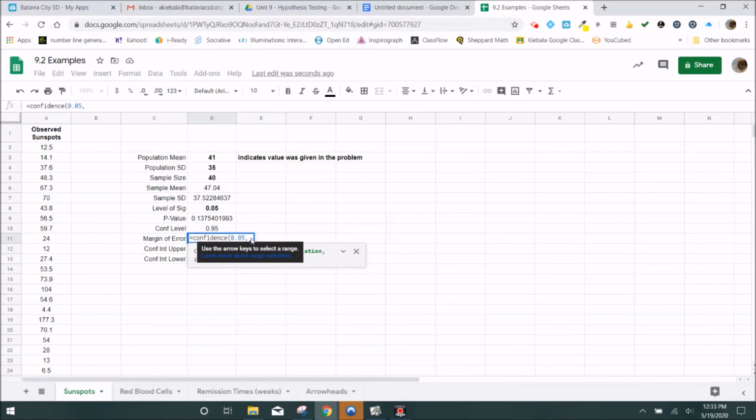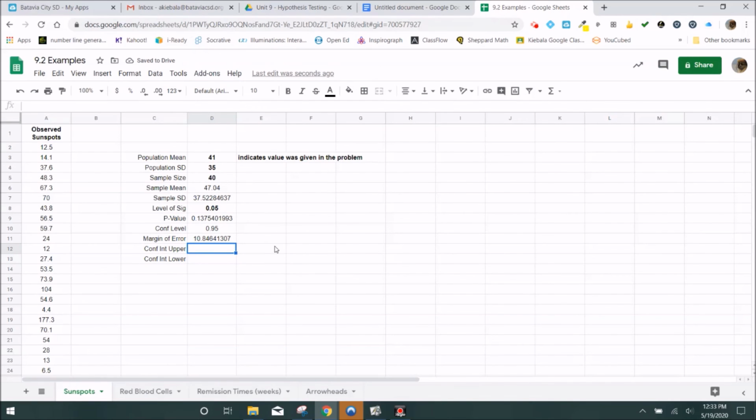The standard deviation I'm going to have as the population standard deviation. You could either type in 35 or I put in D4, and then population size, we're going to use a sample size of 40. Again, you could type in that number. I just referenced the cell. So our margin of error is 10.85.